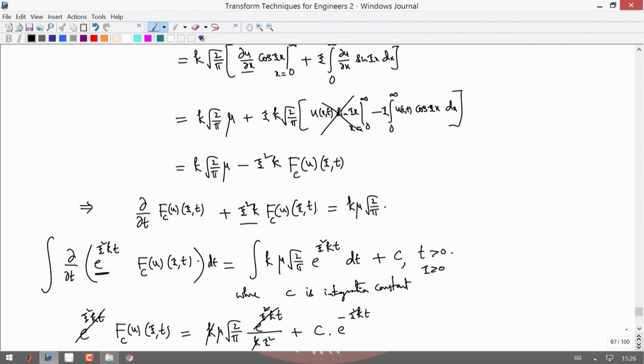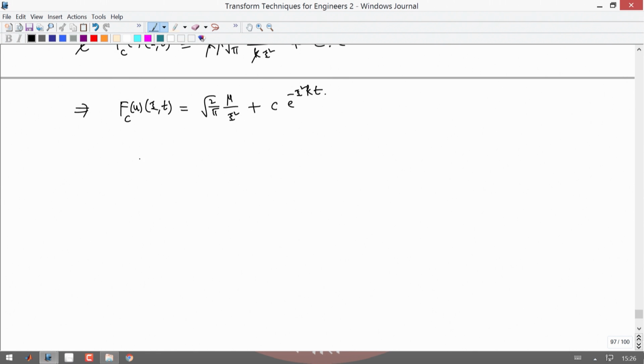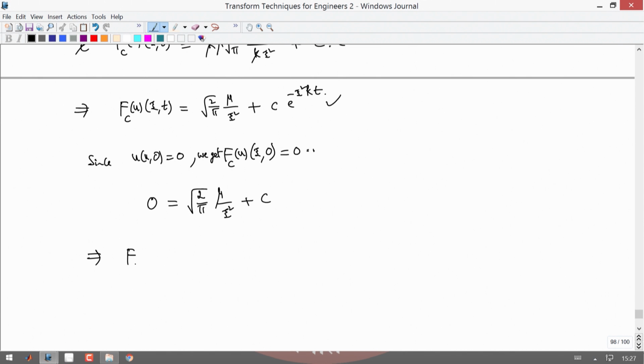So, again, we have not so far used the initial condition. If you apply the initial condition, which is 0, we kept the rod at 0 temperature, since u of x comma 0, the initial temperature, is 0, you have F_c of u, which is a function of xi at t equal to 0, this is also 0, okay. So, if you apply this here, the left hand side is 0, the right hand side is root 2 by pi mu by xi square, and this becomes c. So, c is minus of that. That implies F_c of u of xi, t, c is minus of that. So, root 2 by pi mu by xi square comes out, and c is minus of this, minus of e power minus xi square kappa t, for t positive, xi positive.